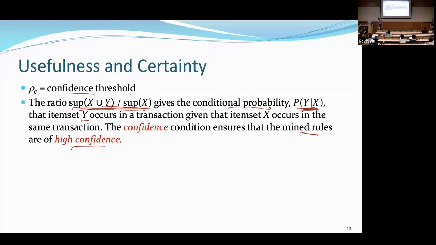The confidence requirement is about satisfying the confidence threshold of the rule. That means that we want the conditional probability to be high enough. So these are two different concepts, and that's why we have two different conditions and two different requirements for rules to be valid. Okay, so that's the support and confidence requirement.